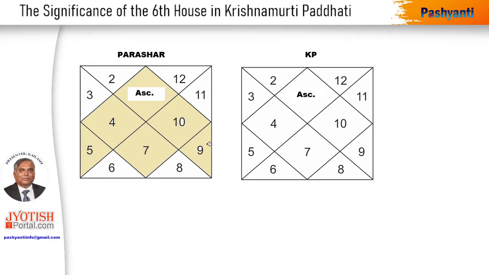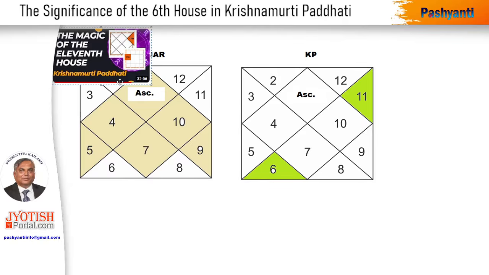But in KP, many of these houses like the ascendant or the fourth, fifth, seventh, ninth are not given much importance when it comes to the success, or what we might call the Rajyog, in the Krishnamurti Paddhati. The most important houses in the Krishnamurti Paddhati are, one, the 11th house and, second, the 6th house. Now the 11th house, we already discussed the role of the 11th house in the Krishnamurti Paddhati.